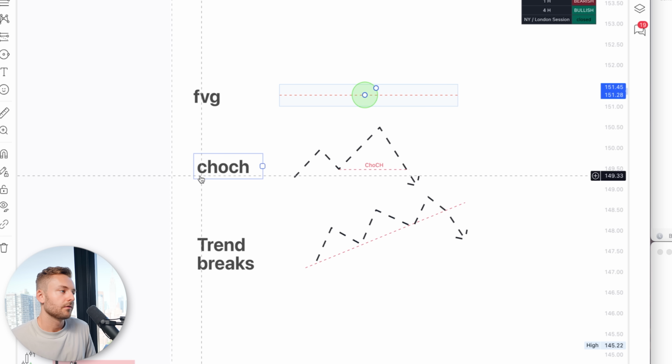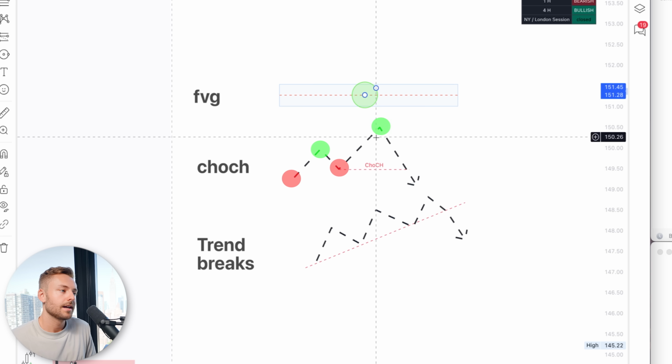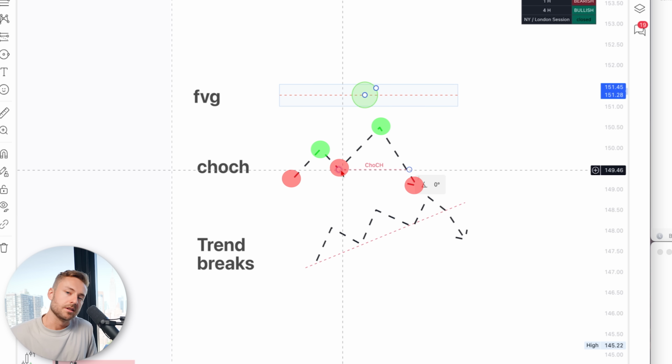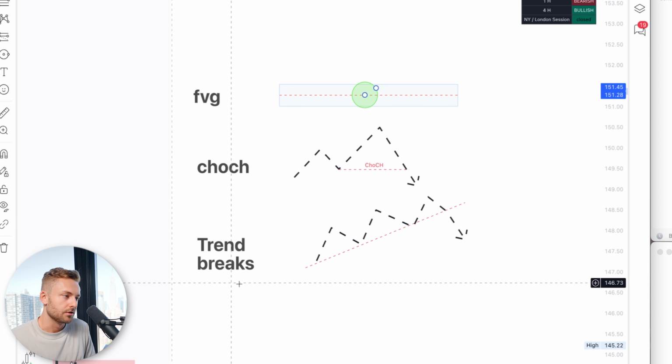Okay, I'm also going to be looking for something called a change of character, where we have a low, high, and then a level breaking under that most recent lower high. Okay, and I'm also going to be paying attention to trend breaks.